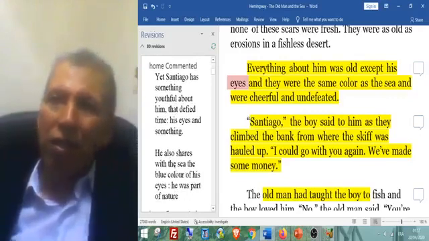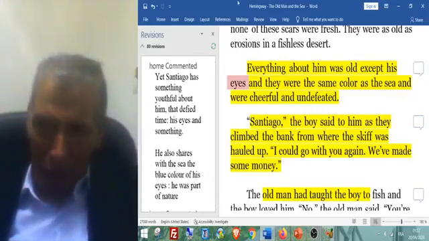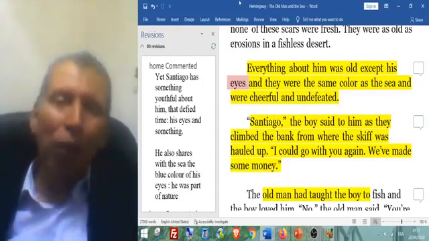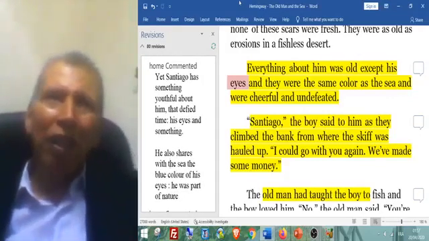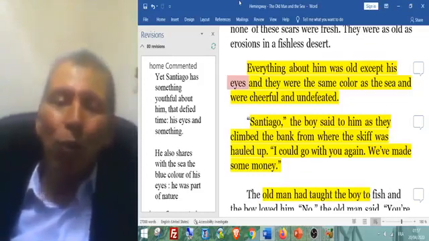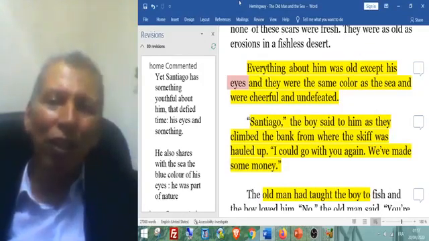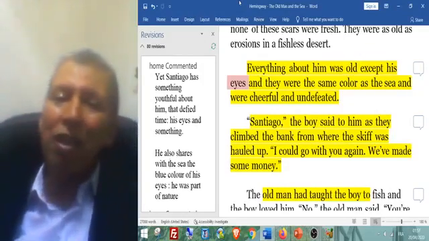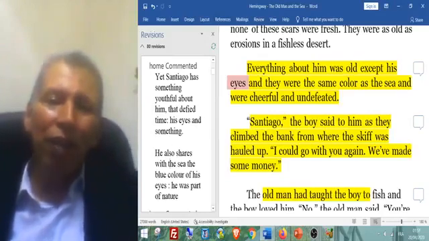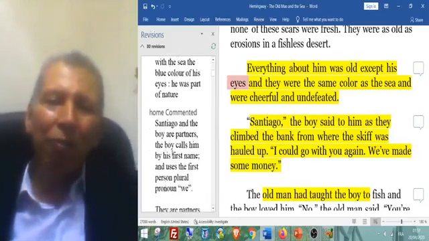He shares the color of his eyes with that of the sea, which means he's part of nature. He's fighting against elements of nature, but he's also part of nature. He's in harmony with nature. Santiago is in harmony with nature.